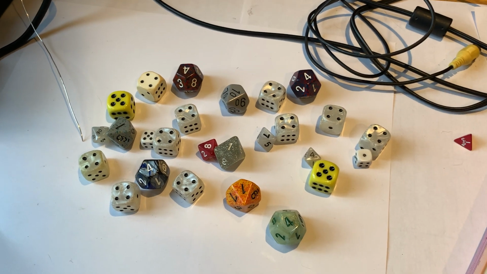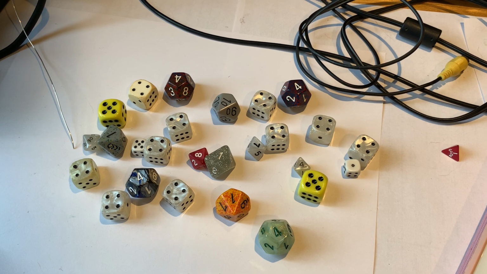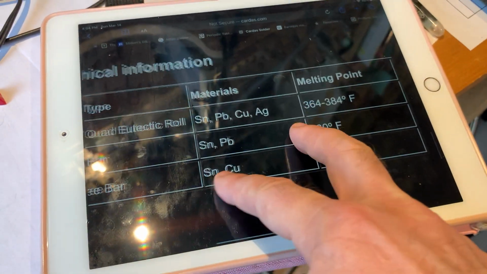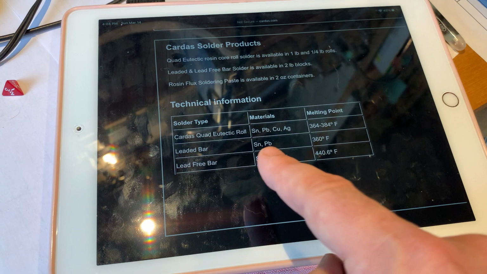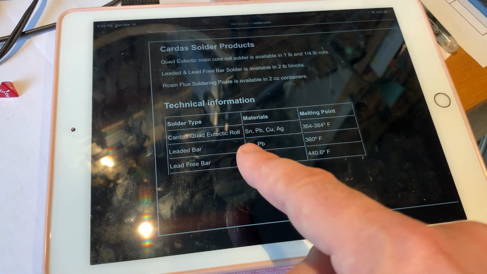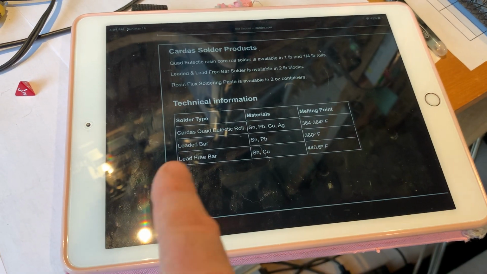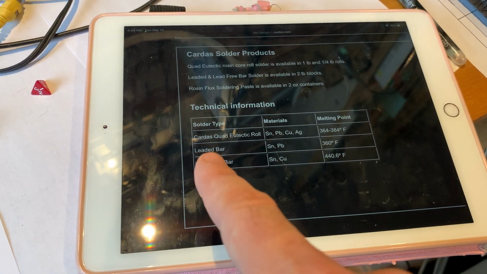And in the meanwhile, I want to show you here. Okay. So when we go to the Cardas website, it says that it has a leaded solder bar that has tin and lead in it. So when you only have these two of them, you get this type of solder situation, and they sell it for solder pots.